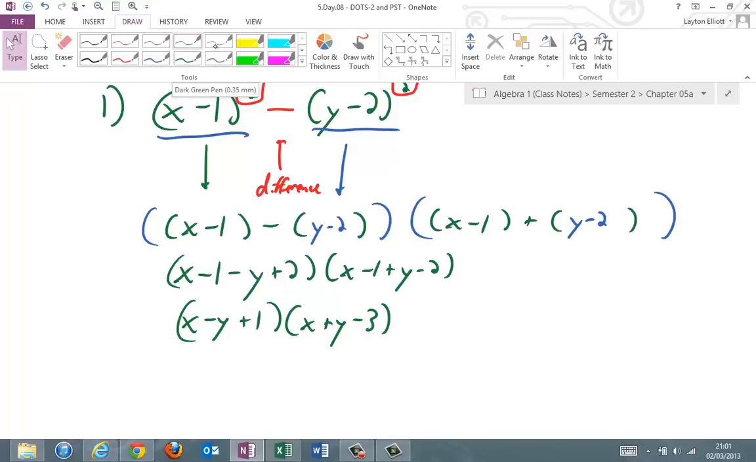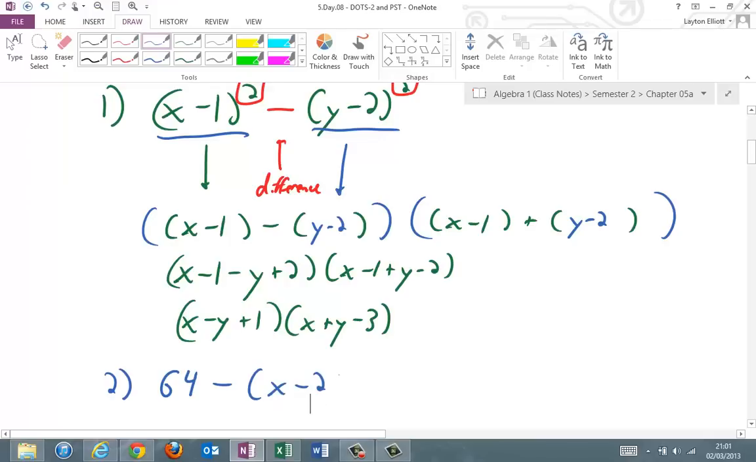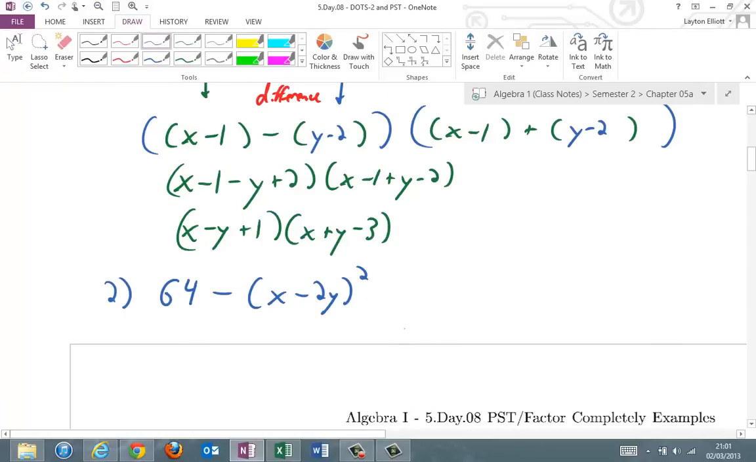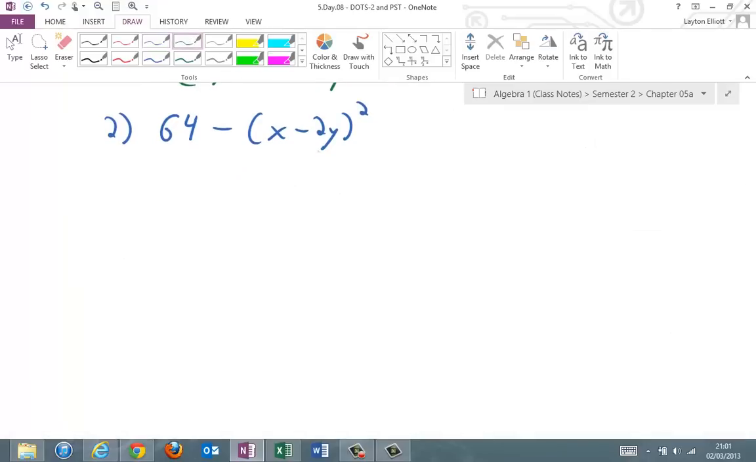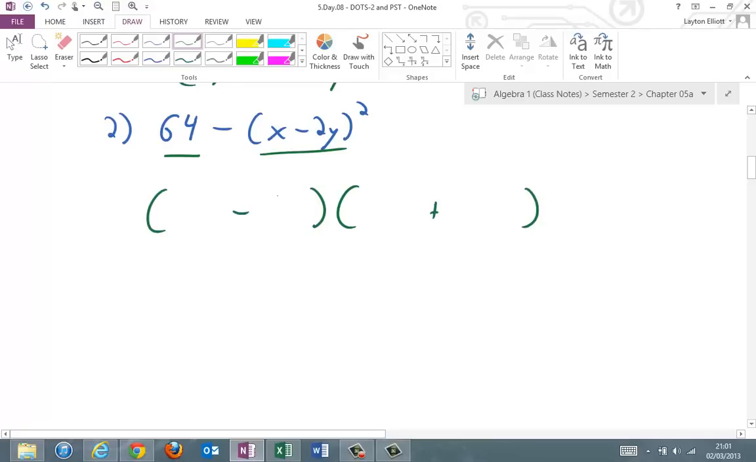Let's do another example. 64 minus, parentheses, x minus 2y squared. With this one, this is also a difference of two squares. You see a minus sign in between two perfect squares. The second perfect square is just a little bit of a different way to see it. You see an x minus 2y squared, and 64 is 8 squared. But I'm still going to split this up into two binomials with a minus and a plus. And since the second binomial is a group, I'm going to put it in parentheses.